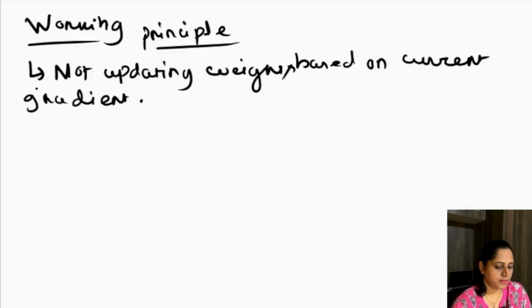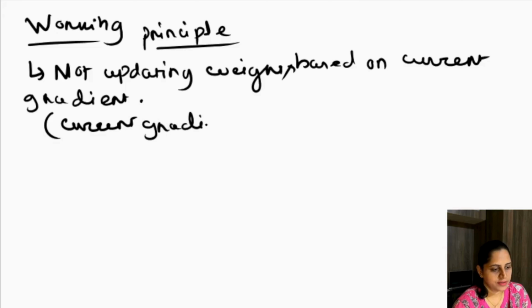And it updates them. How is the modified formula? Current gradient plus a fraction of previous updates.